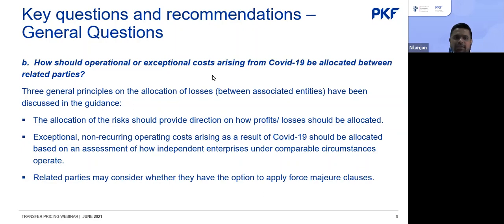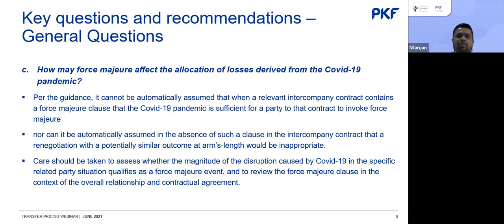Let's go to another issue which has come up from this guidance. We're talking about the force majeure, which affects the allocation of losses. Yes. So as per the guidance, we cannot automatically assume that a relevant intercompany contract which has a force majeure clause is sufficient to invoke that just because we have that clause. Nor can it be automatically assumed that in absence of such a clause, a renegotiation at arm's length would be inappropriate.